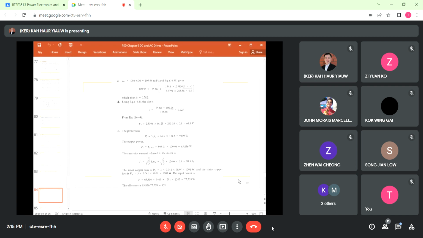The rotor copper loss is equal to 1291 watt, and the stator copper loss is equal to 1203 watt, and the input power is equal to 77,759 watt. The efficiency is 85%.